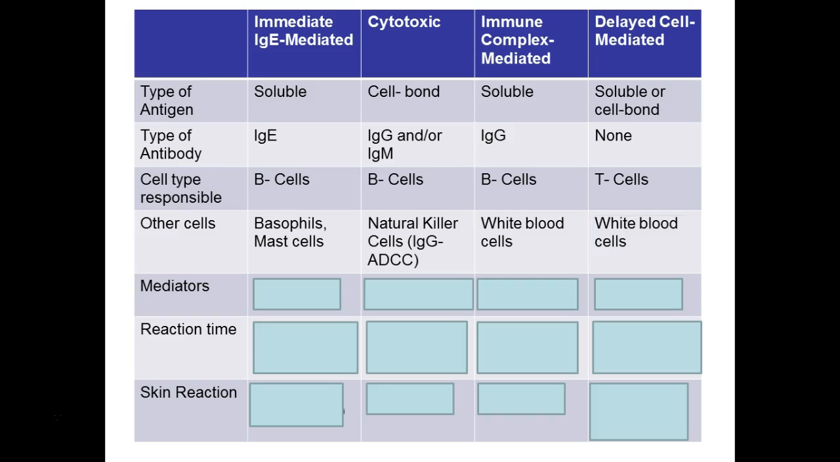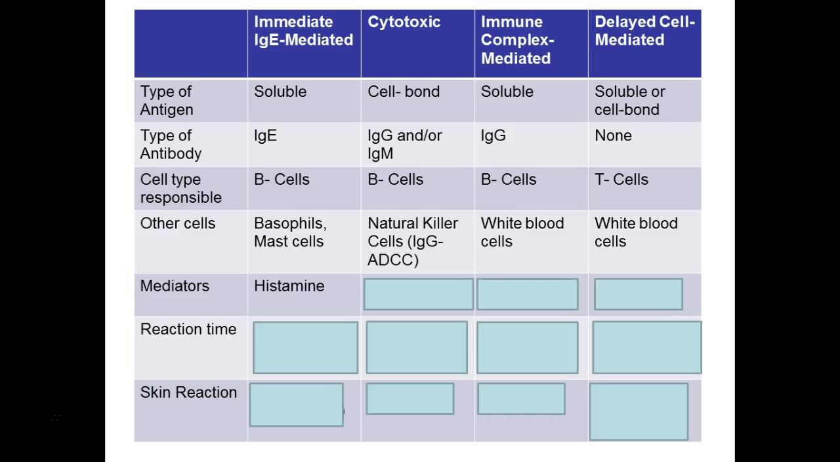Same is true for delayed cell mediated. Those T cells are going to elicit an inflammatory response. So you're going to get a whole bunch of white blood cells rushing to the area. Important mediators. So especially for IgE mediated, one of the major players is the histamine that's released from the mast cells and basophils. And we talked about this when we talked about the potential of the allergic reaction in the fungi case study, right?